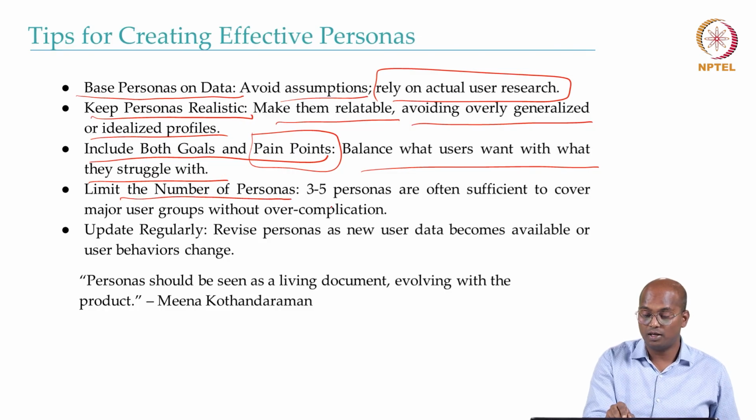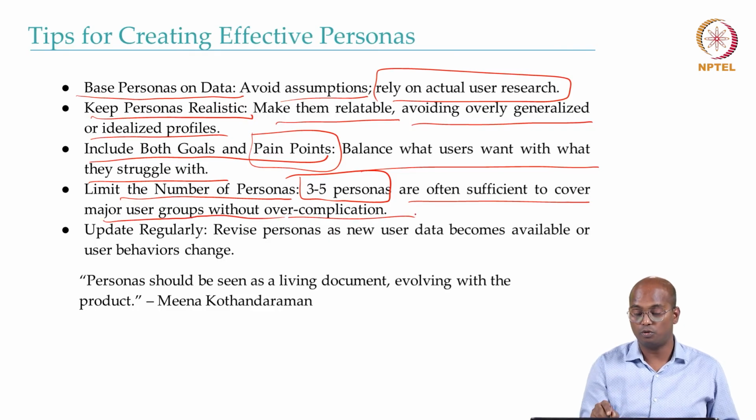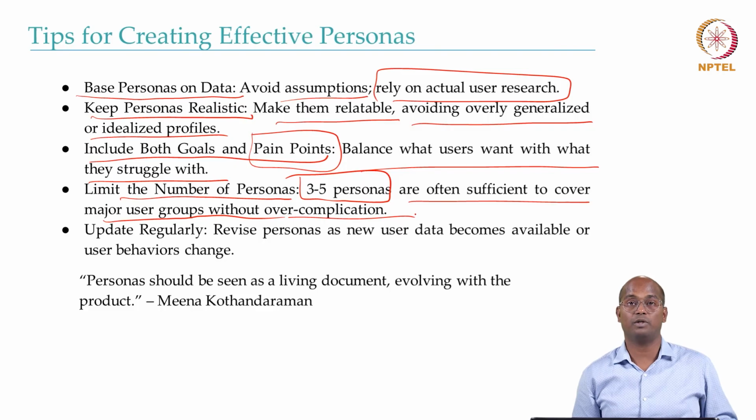Limit the number of personas. Usually we limit to 3 to 5 personas, and that is sufficient to cover the major groups without over-complication, because if you have too many personas, it will unnecessarily make your life hell.